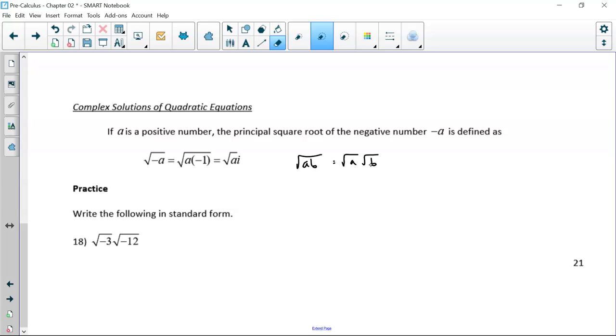So what I would do for problem number 18 is I would put them back together first. So it's going to be the square root of negative 3 times negative 12, which is the square root of 36. So after all that, we end up with just 6. So there's using that product property to put them back together.